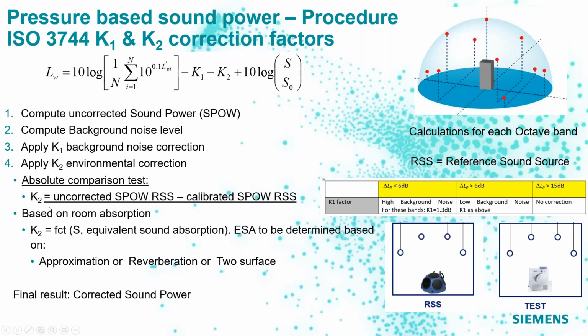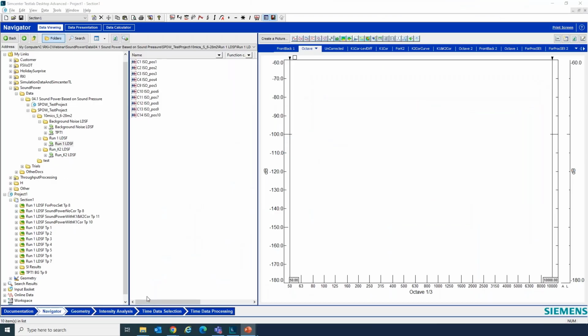Or there is one more way to apply this correction factor, K2, and that is through a reverberation method. Finally, once you measure the total sound power and then apply these correction factors, you can get the corrected sound power from that. So let's see how that is done in Testlab.